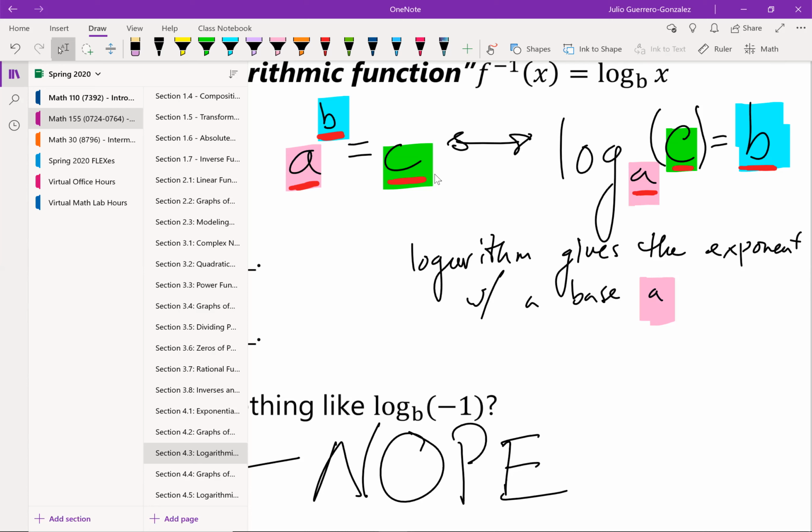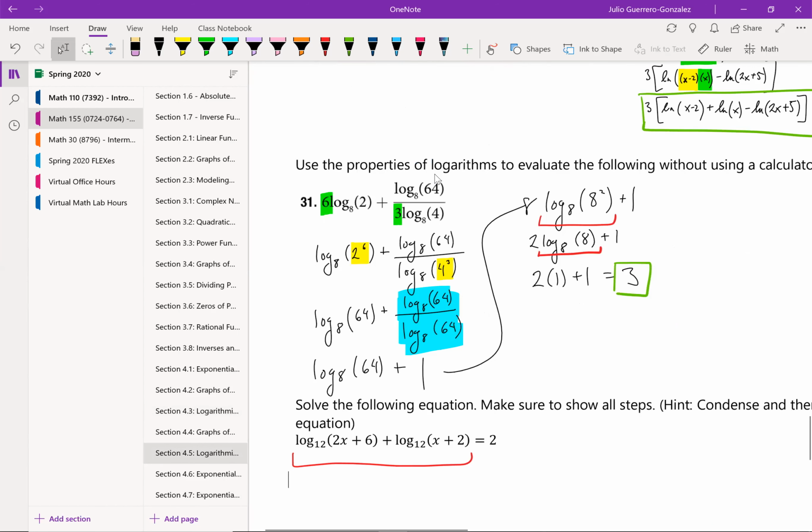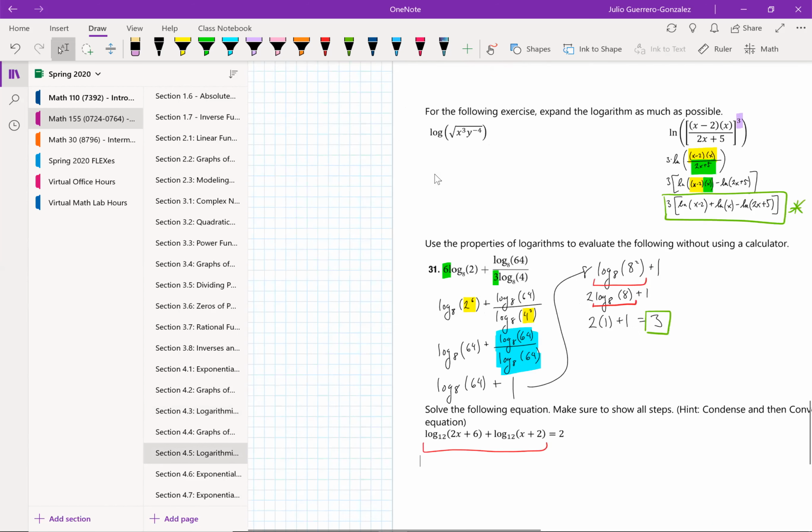Let me see. I got a question for the log of the square root of 3 cubed and negative, or y negative 4. This is for today's, right? Yeah, today's. I got 3 log x minus 4 log x, or y. So I would tell you first, take care of that square root first. So the square root, we can do what?